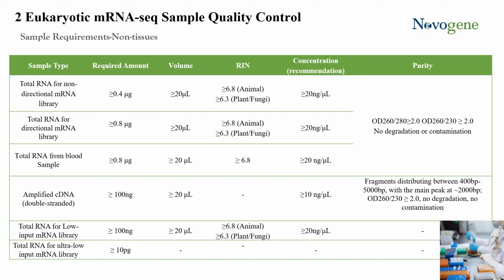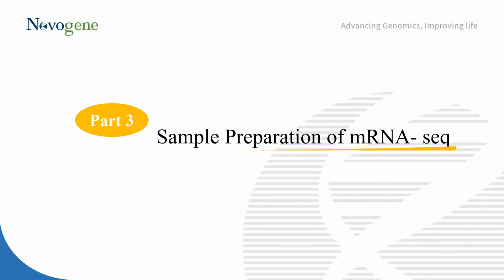Always make sure the RIN value is greater than 6.8 for animal and 6.3 for plant or fungi organisms. You have to make sure there is no degradation or contamination in the RNA so that we will be able to get good quality output data.